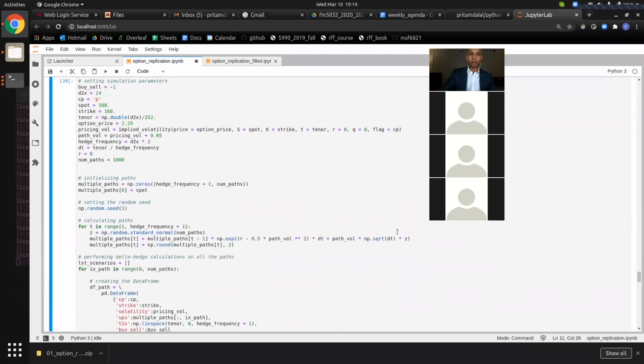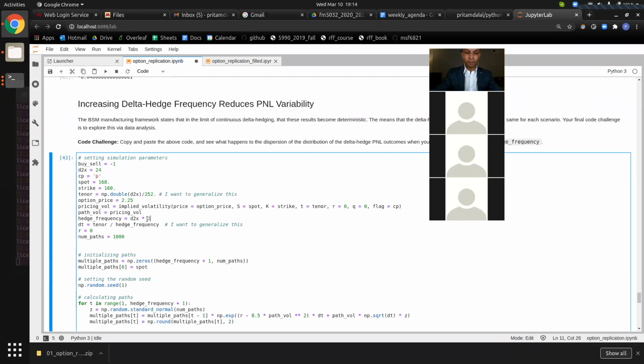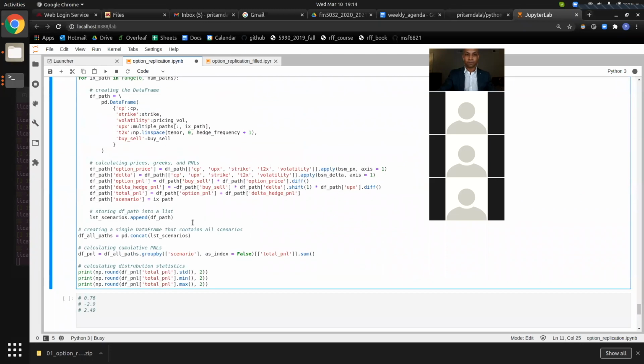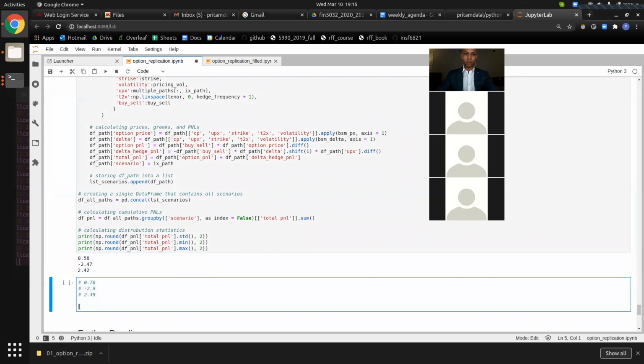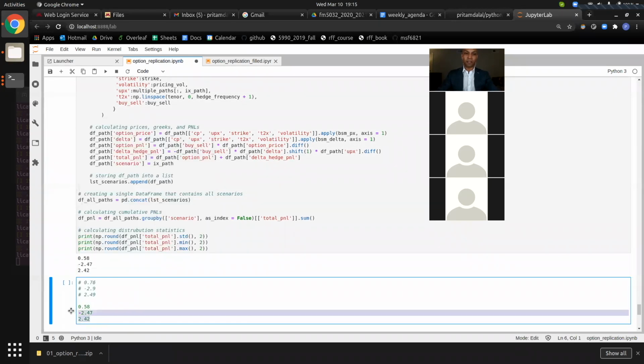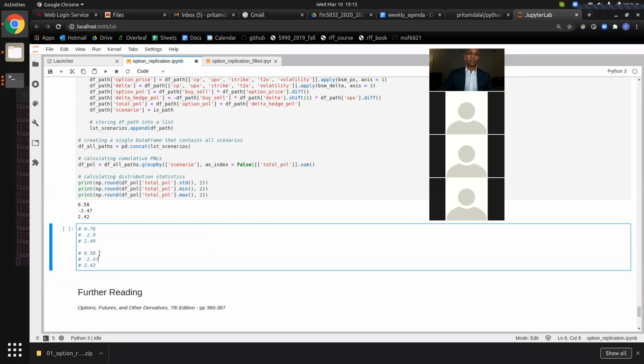Oh, what happened? I went up to the wrong one. Hedging twice as frequently, so let's run that again. Okay, cool. What we would expect is that in the limit of continuous delta hedging this thing is deterministic, so as we increase the frequency of our delta hedging, the standard deviation of our P&L should go down, and the magnitude of the biggest losers and biggest winners should go down as well, which we do see.